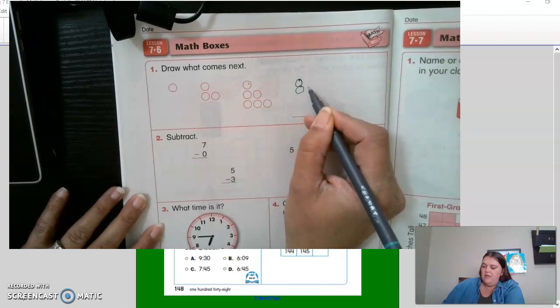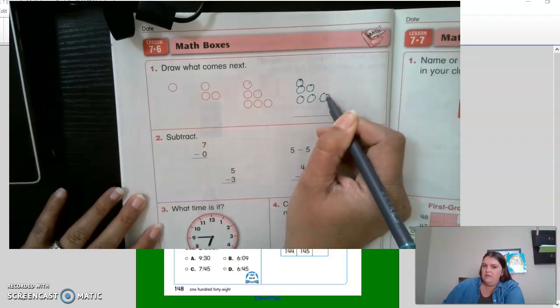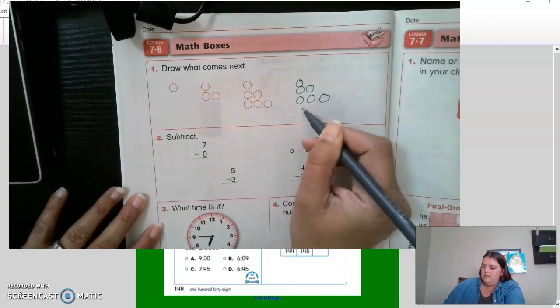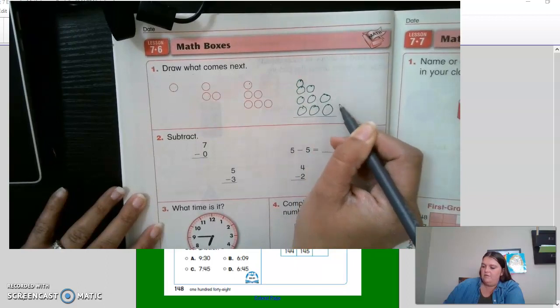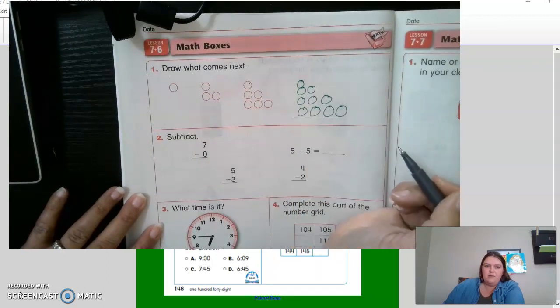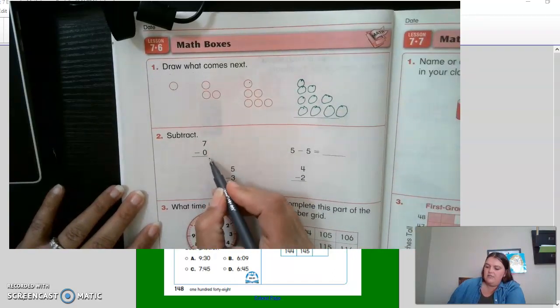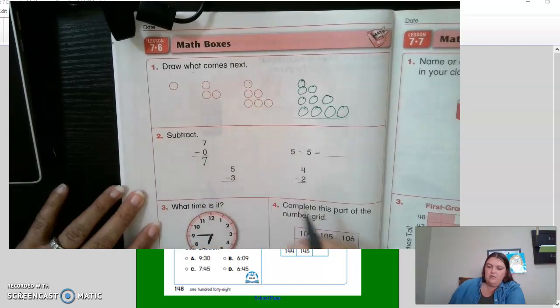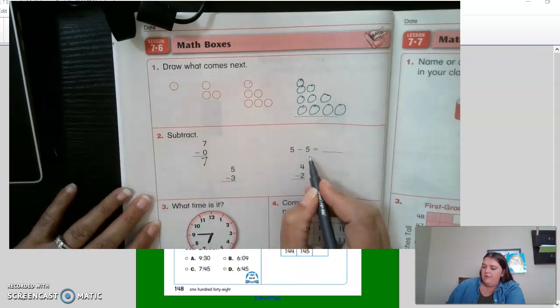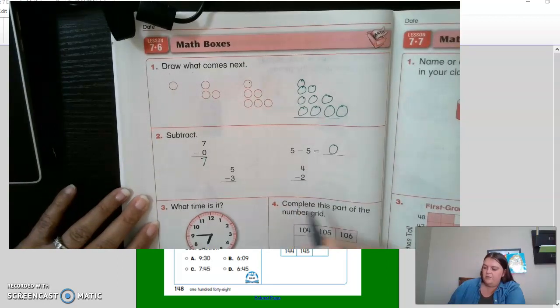1, and then I have 2, and then I have 3, and now I have 4. There's my pattern of what comes next. Next one, 7 minus 0. Anytime I take away 0, it's going to be that same number. 5 minus 5, if it's the same number, has to be 0.